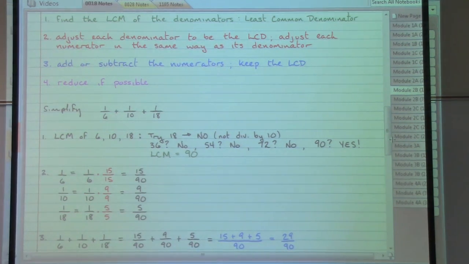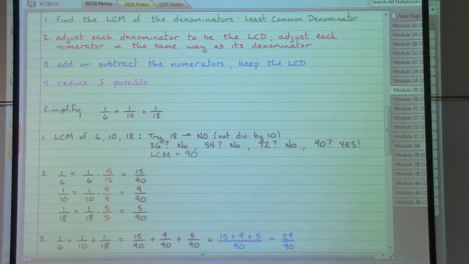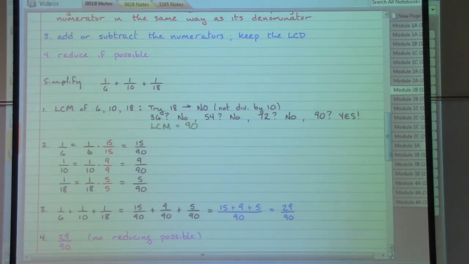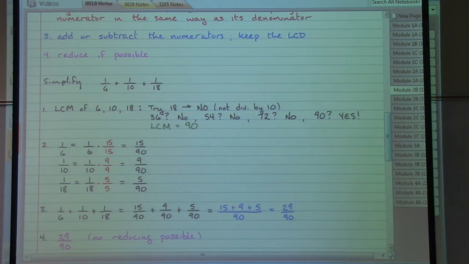So I've considered the possibility of reducing and found that there is nothing that works, which means my final answer here is the 29 over 90. There is no reducing that's possible for that particular fraction. I don't want to forget to reduce if possible. Not all of my answers can be reduced, but if you have a fraction that can be reduced and you don't reduce it, you're going to get marked wrong. Partly or completely.